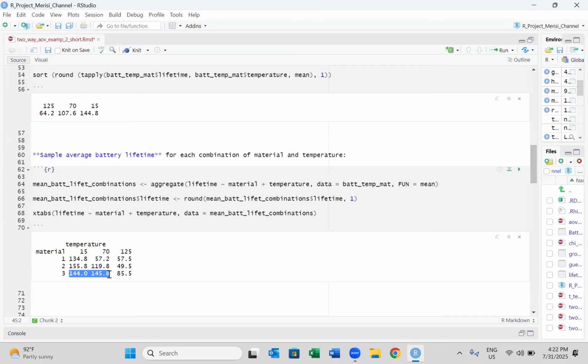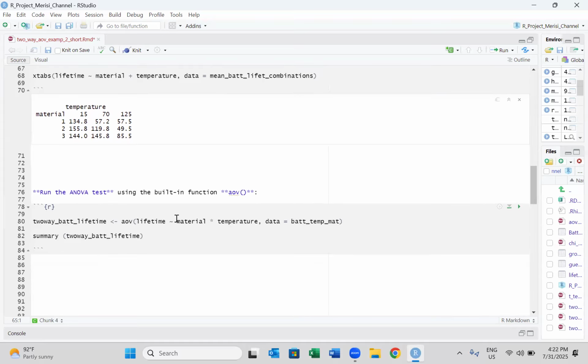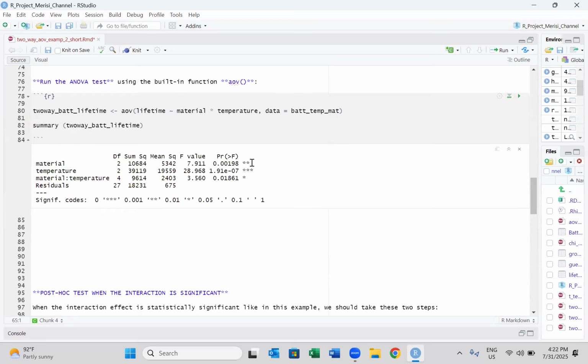So we need to run the ANOVA analysis. Let's go ahead and run it, and from the ANOVA table, we're going to be able to conclude about the influence of each factor and the interaction. Here we have the result for material, here we have the result for temperature, and then the result for the interaction.